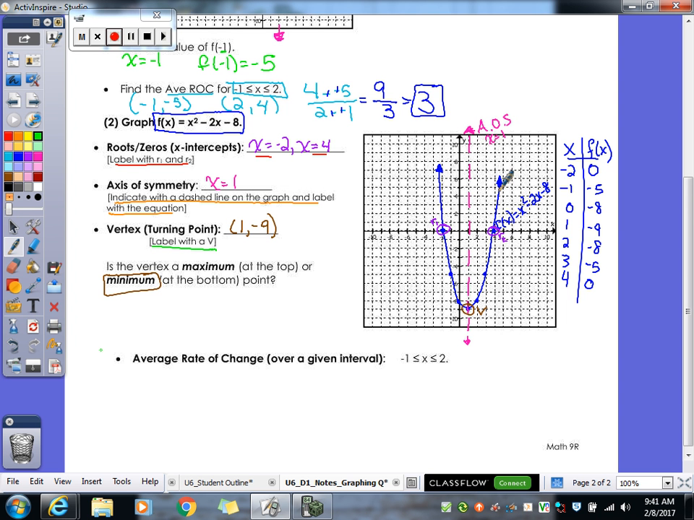Now notice, my graph here has arrows. If yours does not, you will lose points for it. They did not give you your domain to use this time, so you have to include your arrows on there. And as always, you got to make sure you include your label.